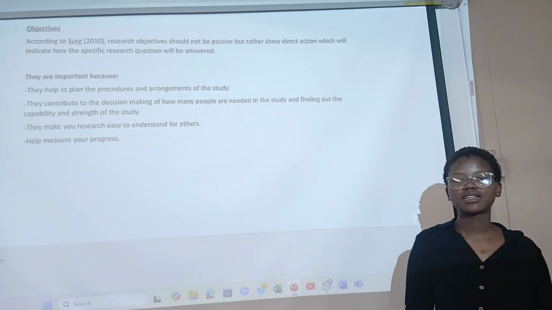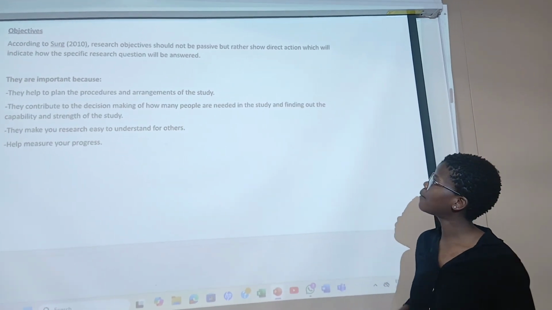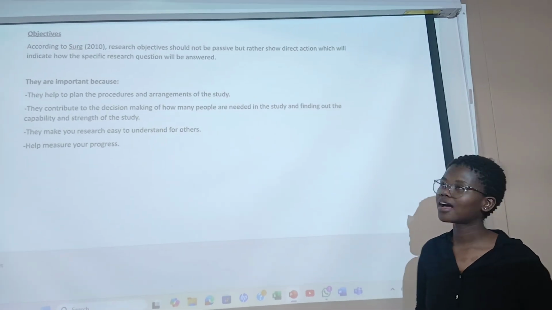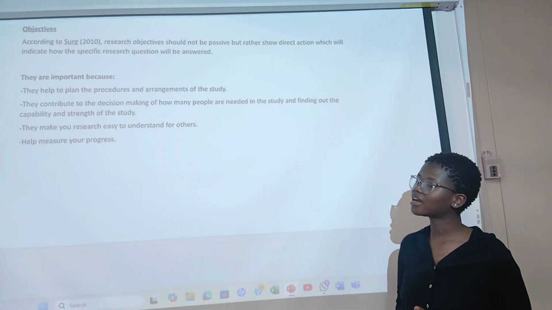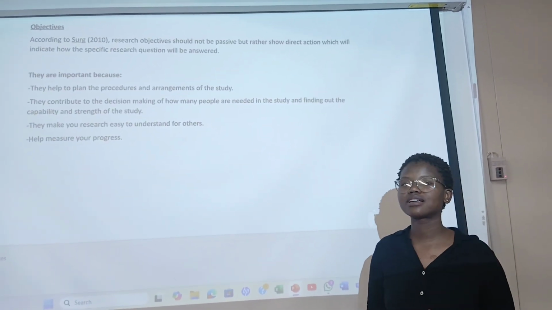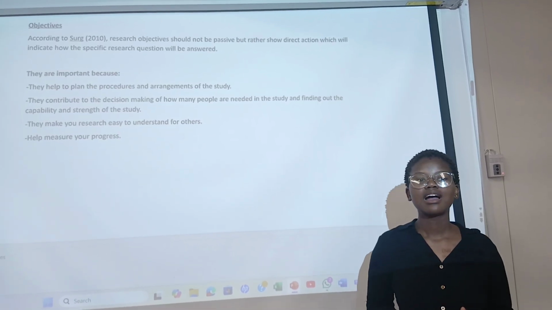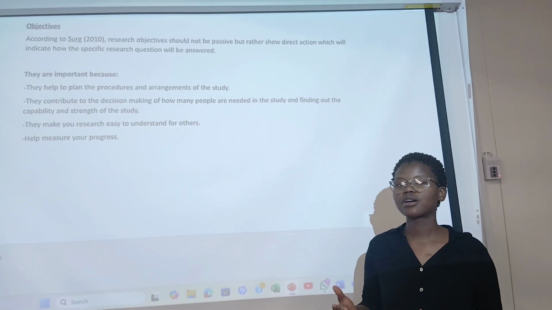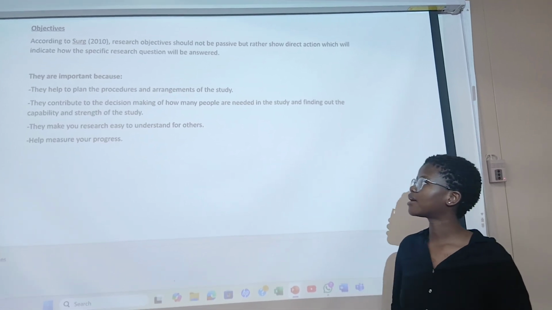Moving on to the objectives of the research. So the objectives should not be passive, but rather show direct action which will indicate how the specific research question will be answered. So by being direct, it means that it should clearly state what the researcher is trying to achieve. For example, by the use of verbs like to find out or to investigate.